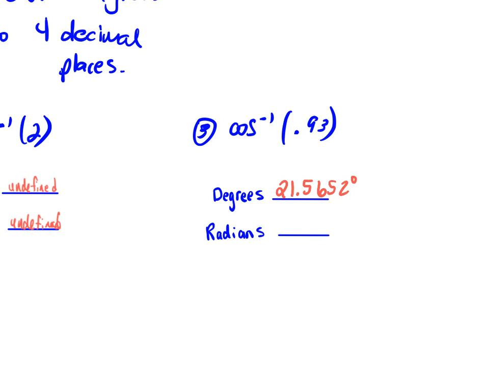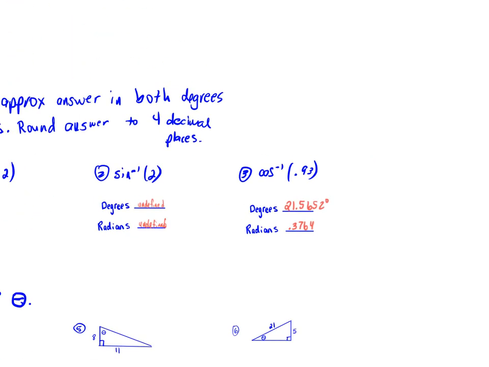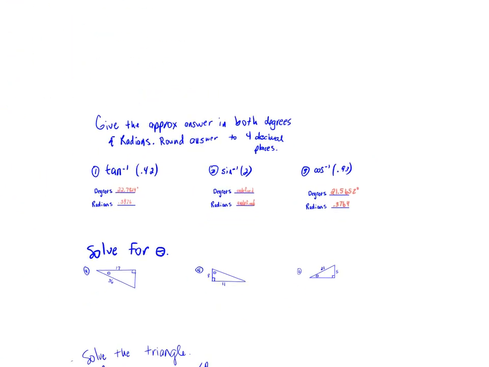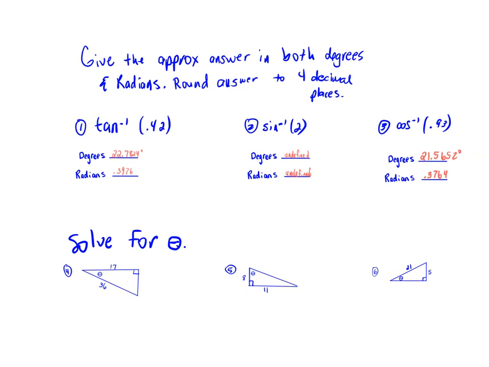Now I'm going to shift my calculator into radians, and I'm going to ask that same question here: second cosine 0.93, and I get 0.3764 radians. So make sure in whatever you're answering, if it's in degrees, your calculator should be in degree mode. If it's in radians, your calculator should be in radian mode. So if you don't know how to do that, you got to Google it and figure out what's going on there.